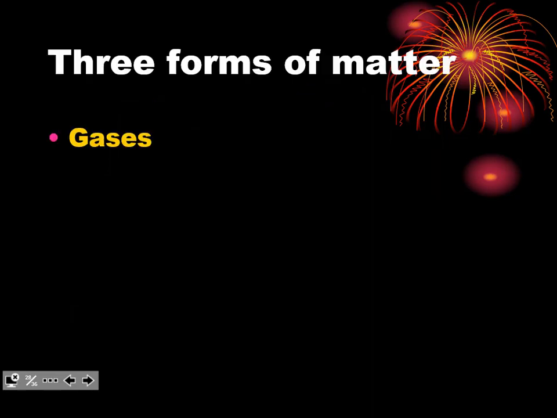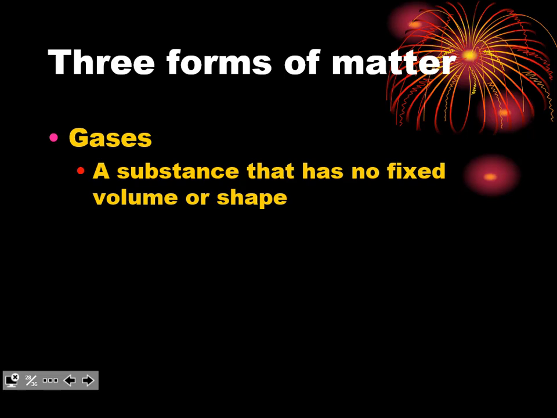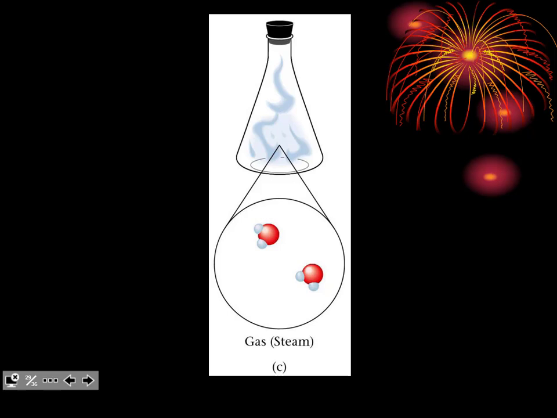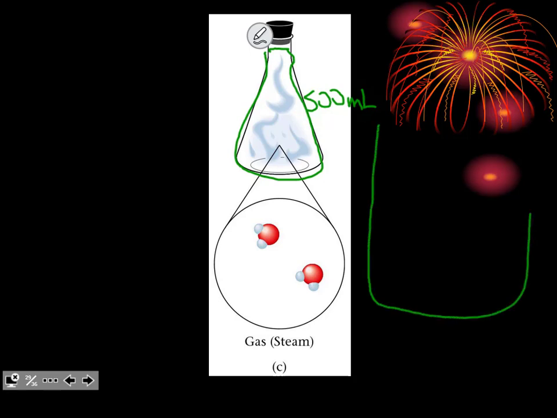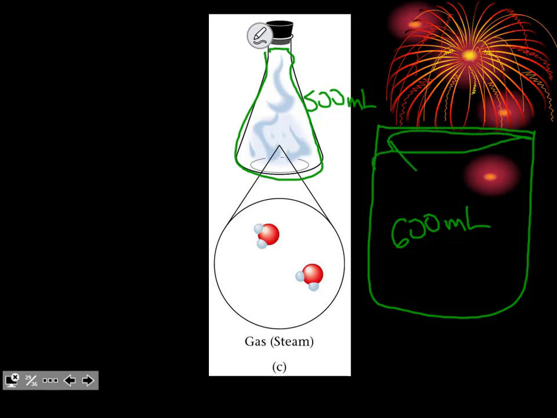Last but not least, gases. This is a substance that has no fixed shape or fixed volume. Now why? Valid question. They're going to space out to fill up whatever container it is. So this is a 500 milliliter Erlenmeyer flask. If I were to transfer that gas into a 600 milliliter container, it would fill up the entire container, all over here, all over here, all over here.